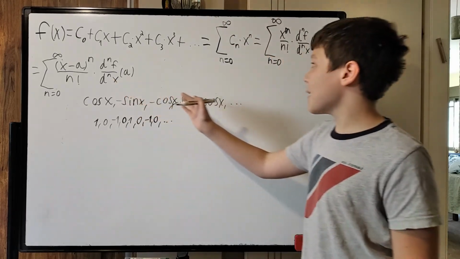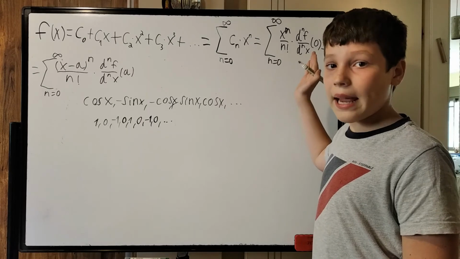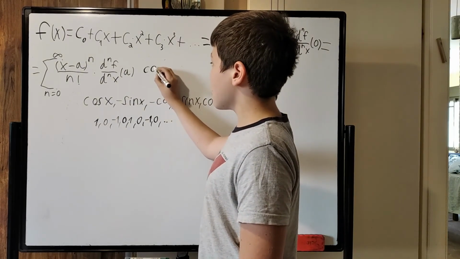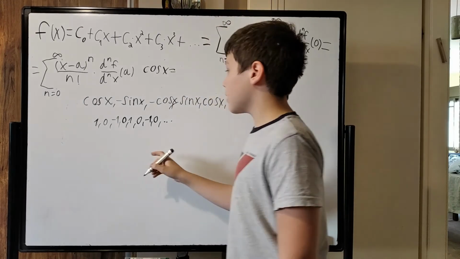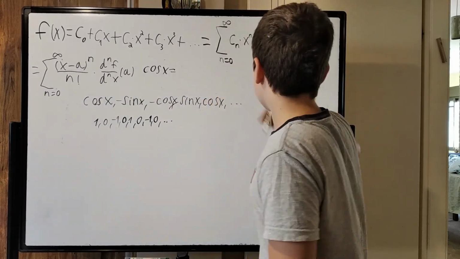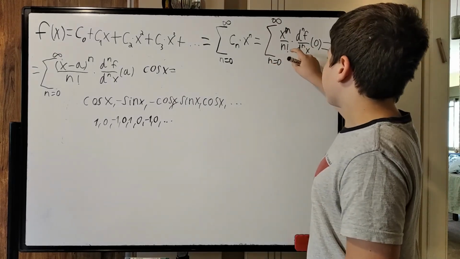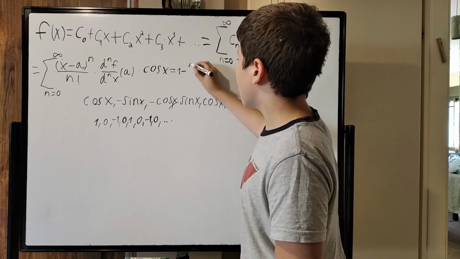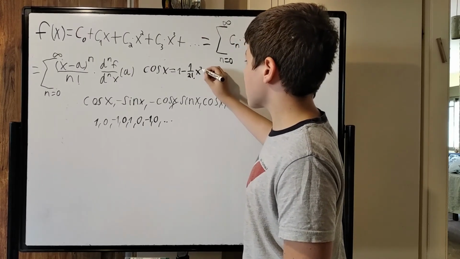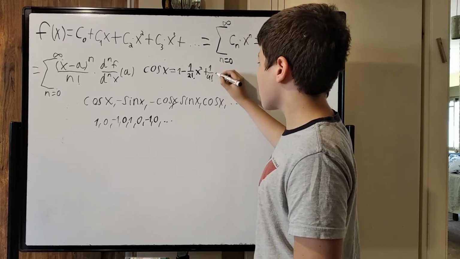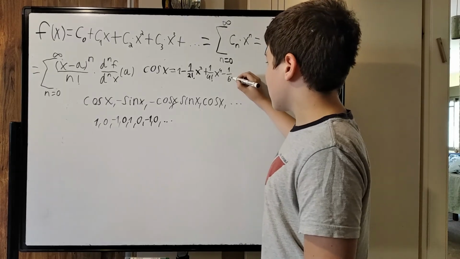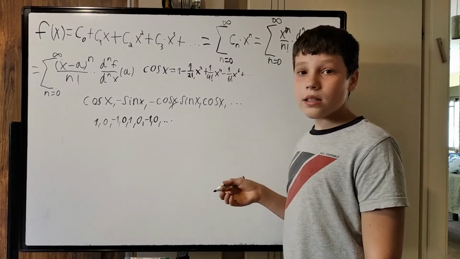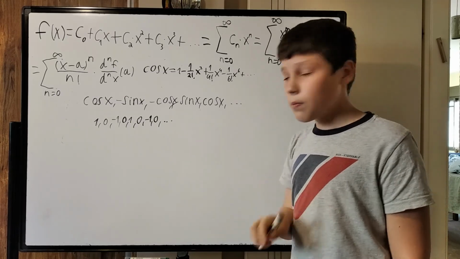And then plugging into the expansion of the specific case where a is equal to 0 in the Taylor series expansion, we get that cosine of x, plugging in those 1, 0, negative 1, 0, and repeat into the formula of the Taylor series expansion, is 1 minus 1 over 2 factorial x squared plus 1 over 4 factorial x to the 4th minus 1 over 6 factorial times x to the 6th, and so on.